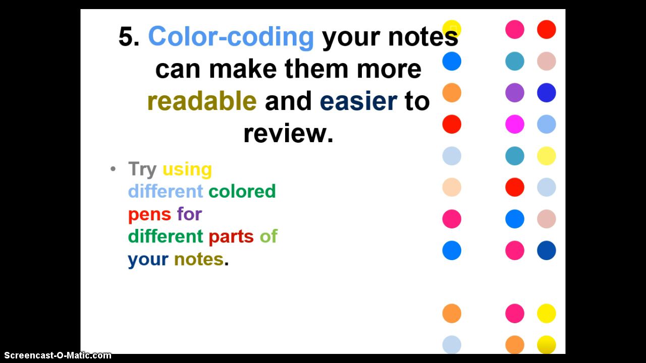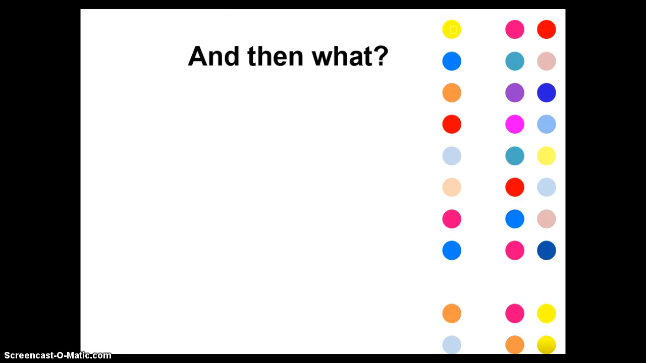You might try using different colored pens for different parts of your notes. Here's some examples. You could put questions in red. You could put definitions in blue. You could put examples in green. Now, this may not work for everybody, but you might try it and see if it doesn't make your notes a lot easier to review, and you can instantly find definitions, examples, and questions because they're color-coded.